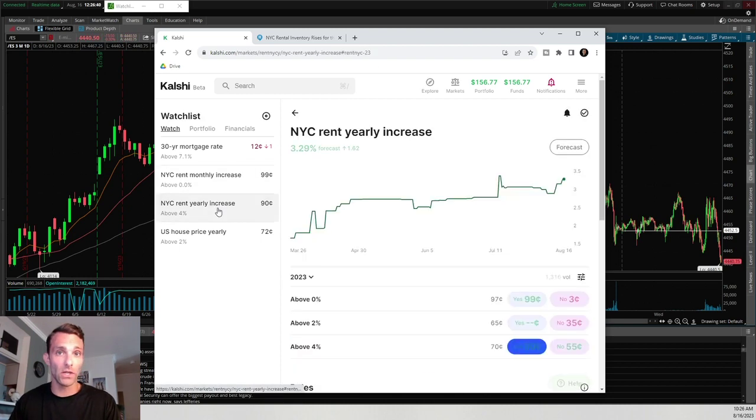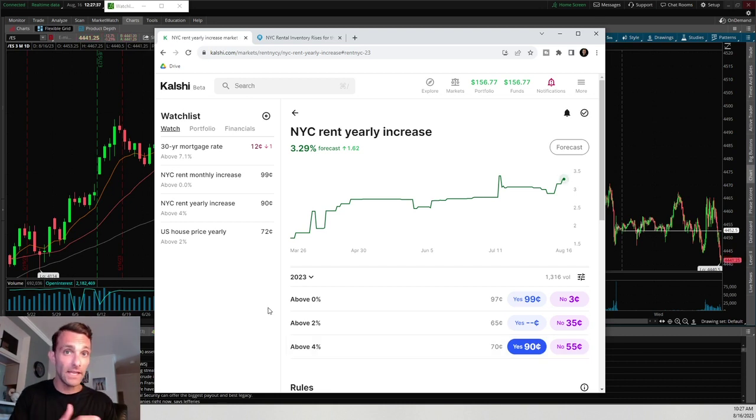Now let's do the yearly. So using that StreetEasy graph that we found, we believe that rent is going to continuously go up, and we think that it's going to go anywhere from 2 to 4%. What we're going to want to do is trade these yes contracts because we think that rent is only going to get more expensive. So the likelihood is that it's going to be above the 2% or above that 4%.